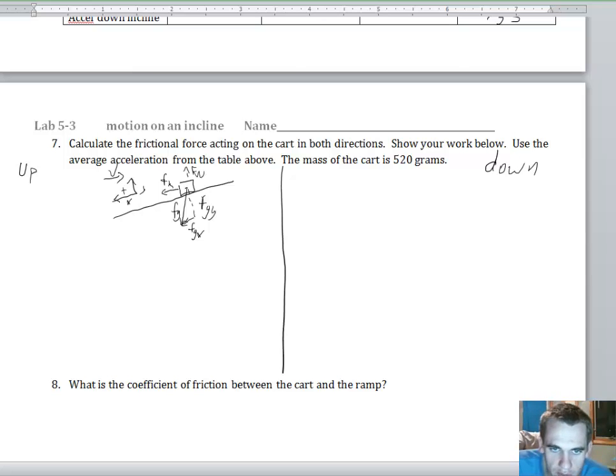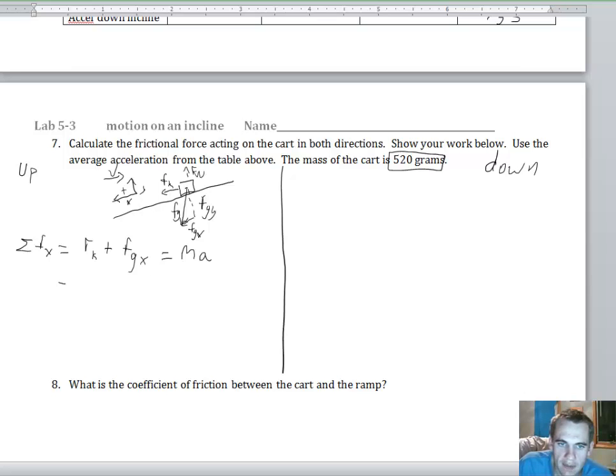I'm trying to find the frictional force. Well, frictional force is in the x direction. So let's see what I know about the net force in the x direction. Pulling down the incline, the net force in x is Fk. Also pulling down the incline, which I assigned positive, is the force of gravity in the x direction, Fgx. According to Newton's second law, net force equals mass times acceleration. So all I have to do is find Fgx, and this is basically done, because I tell you the mass of the cart, and the acceleration we just measured is 0.63. So I can rewrite this as Fk plus mg, right? Force due to gravity is mg.